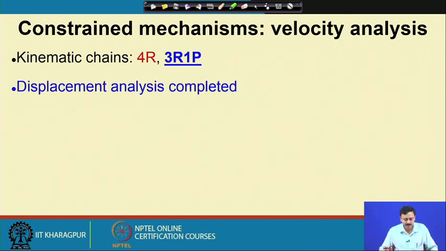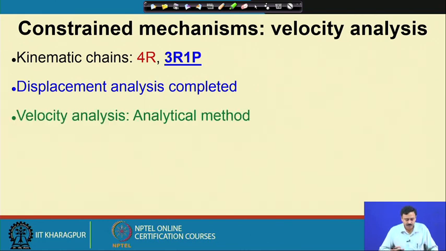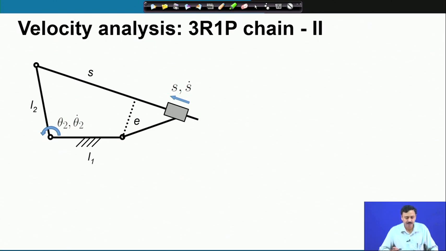We will consider that this displacement analysis is completed, which means that we know the configuration of the mechanism. As you know, in constraint mechanisms, specifying one input will specify the configuration of the complete mechanism. So, I can find out all other angles and of course, the throw of the prismatic pair. So, here in the 3R1P we have a prismatic pair. So, we can calculate everything given an input. So, we are now going to discuss the velocity analysis problem using the analytical method.